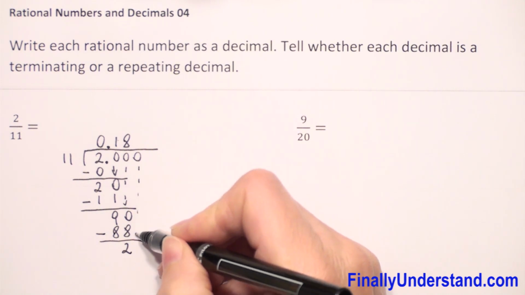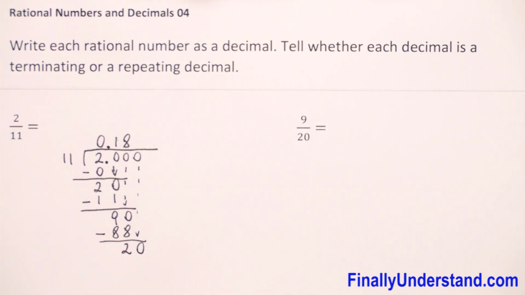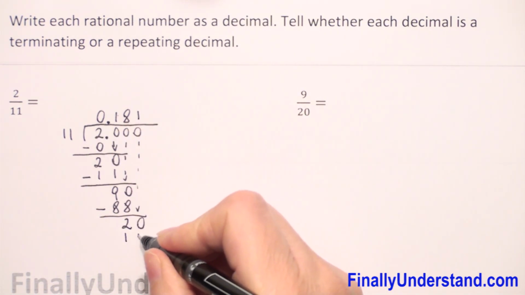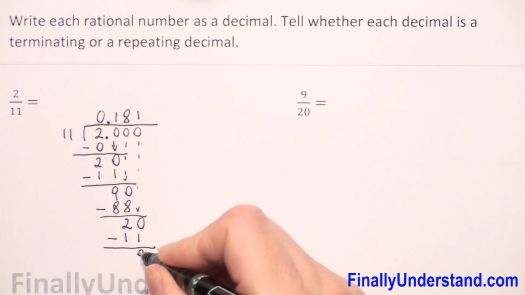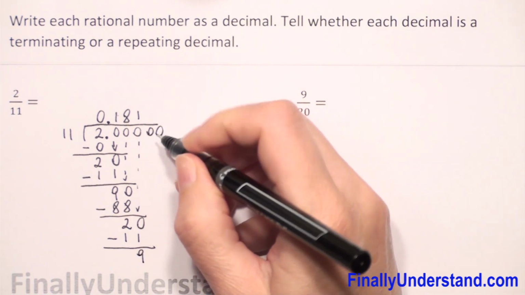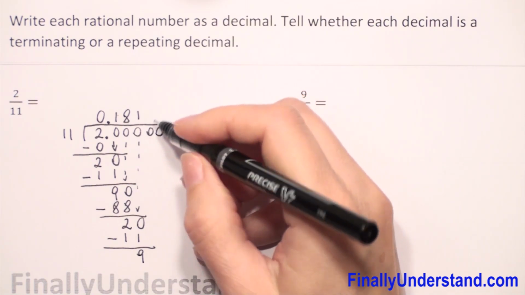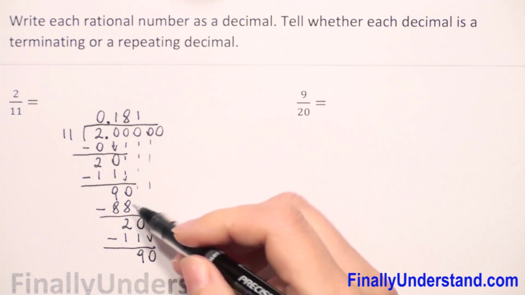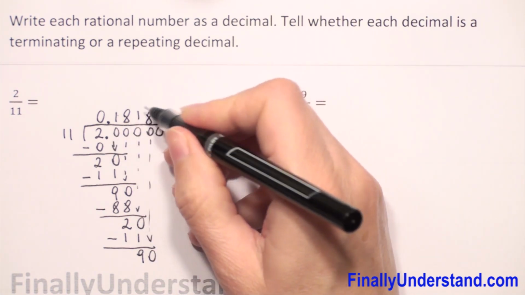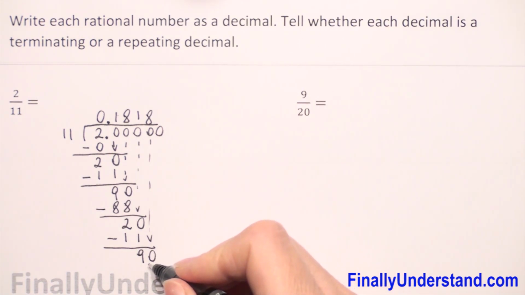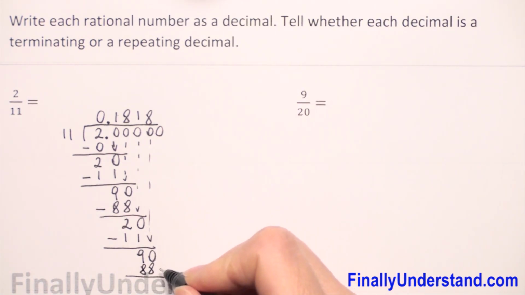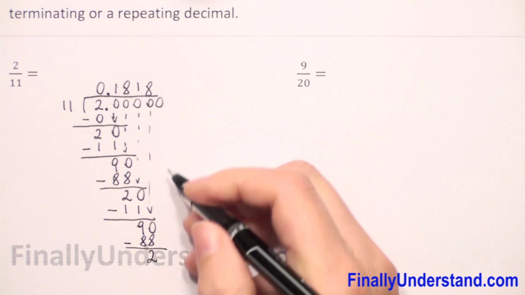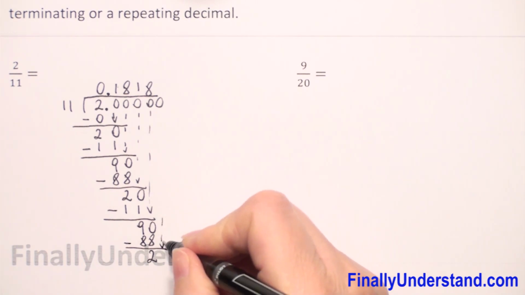We have to take down the next 0. We have 20. Divide by 11 is 1. 1 times 11 is 11. Again, subtraction. 20 minus 11 is 9. Let me add 2 more zeros because we didn't finish our long division. We take down the next 0. We have 90. Again, 90. Divide by 11 is 8. 8 times 11 is 88. So we have 90 minus 88 is 2, and again we add the next 0, so it will be 20.